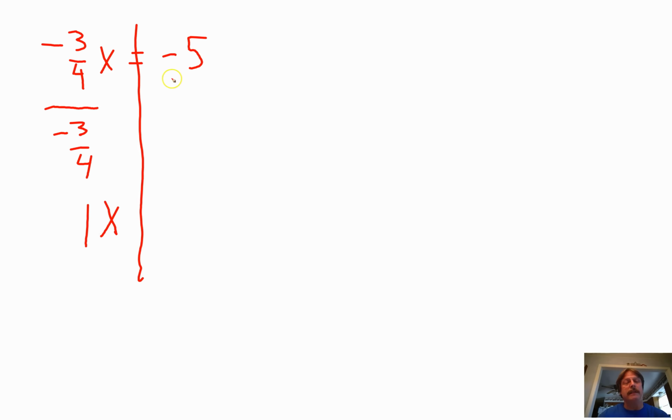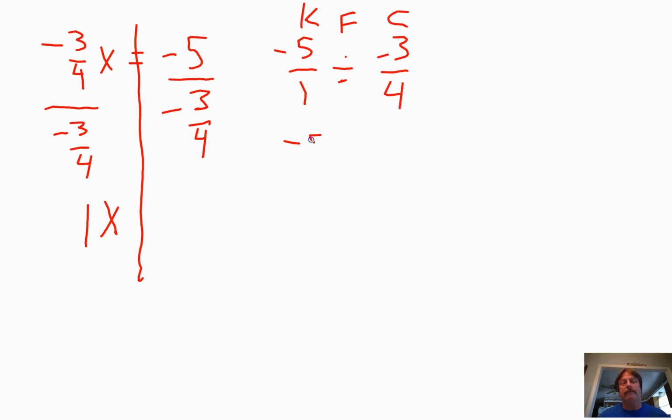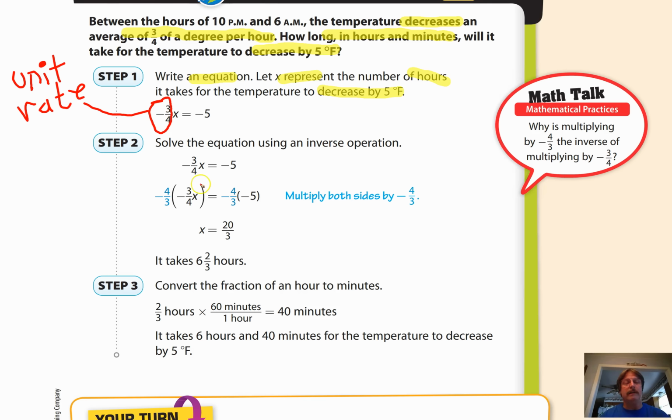But what I do on one side, I have to do on the other, so negative 5 divided by negative 3/4. Rewrite it, negative 5, and that's a whole number, so I'm going to put it over 1 to make it a fraction. Turn my complex fraction into negative 3/4. Do my KFC: negative 5 over 1 times 4 over negative 3. If we go back to this here, they've already taken this and skipped to here, because they're assuming that you already know that.